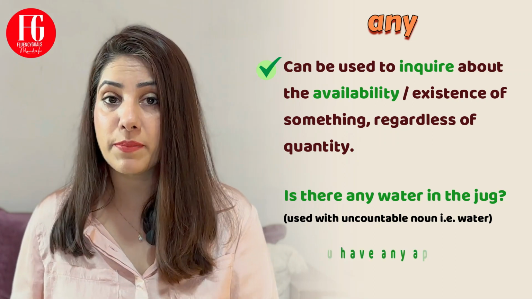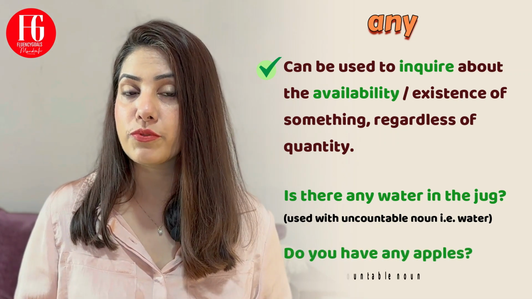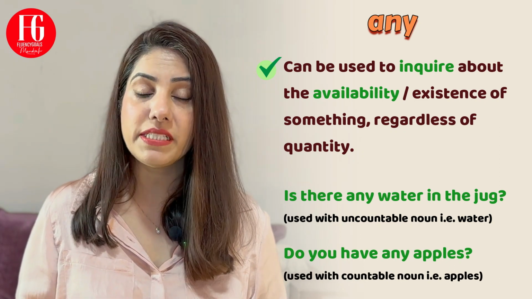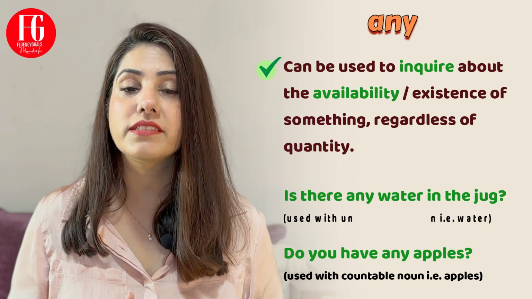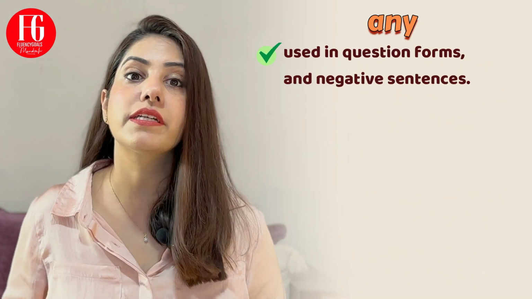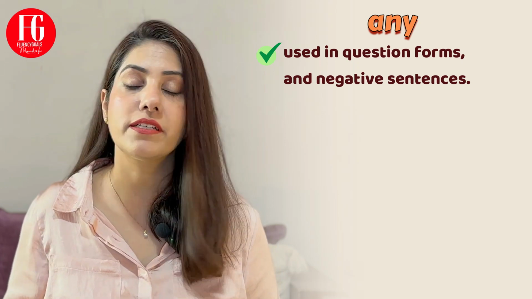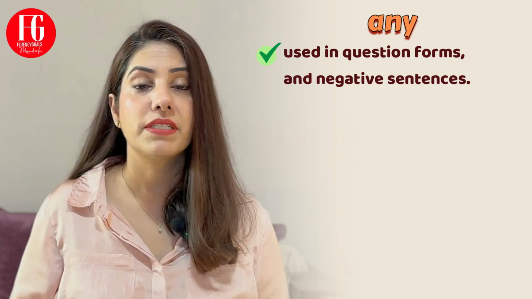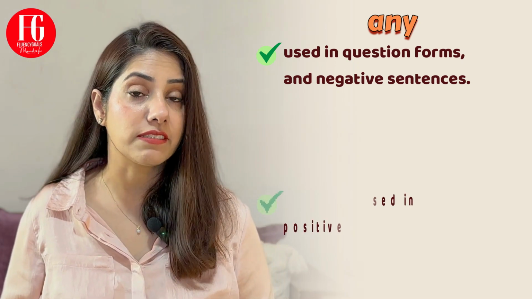So we can use it with countable nouns as well. Do you have any apples? So here it's used with a countable noun. So again you are inquiring about the availability of apples. You are not concerned with the quantity. So any is generally used in question forms to inquire about availability, or it can be used in negative sentences. But any is not used in positive sentences.